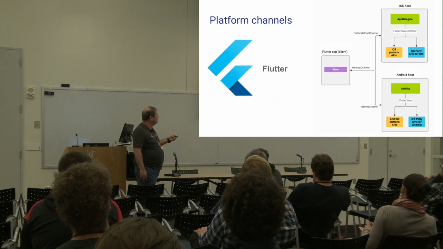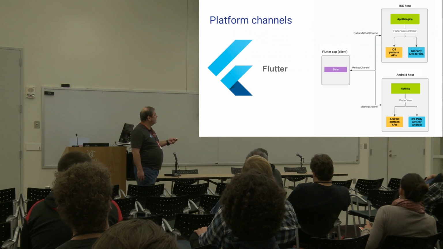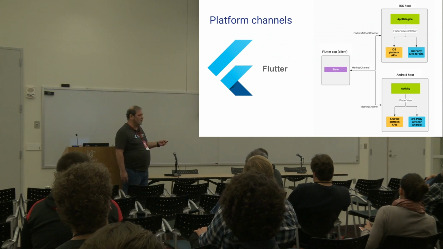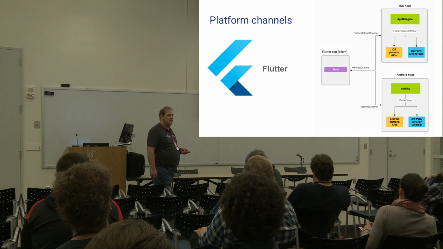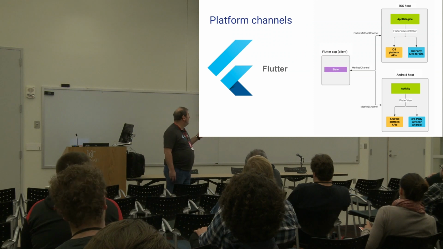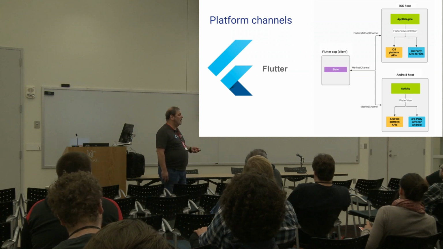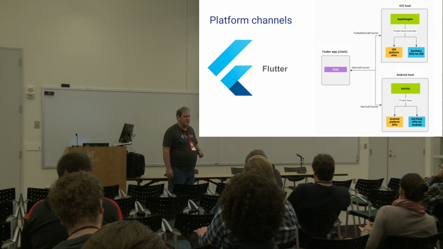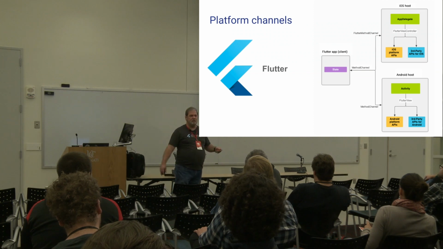Platform channels again, last time we'll beat this horse. Flutter app client with its state, it uses a method channel. Now, you'll see platform channel, method channel. Why the two different names? Somebody, if you find out, explain it to me. I have no idea, okay? We call it platform channels in conversation. When you go to write it into the code, it's a method channel. Just somebody somewhere started using the term platform and it stuck.